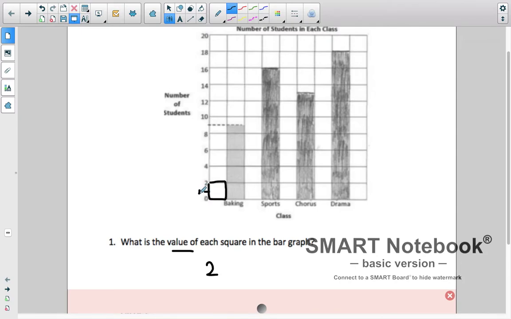So 0, 1, 2, 3, 4, 5, 6. So half of that square is just the next number up. So 0, 1, 2, 3, 4, 5, 6. But the square itself equals 2. All right, let's look at the next part.